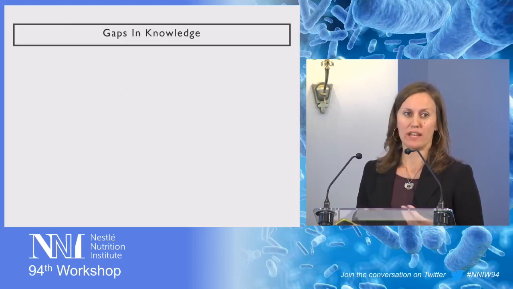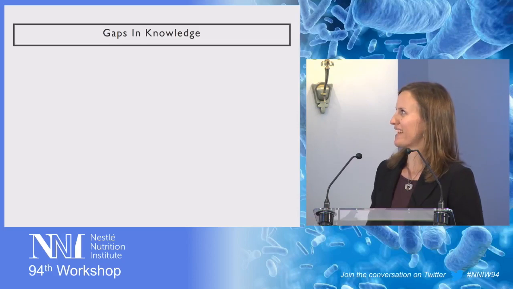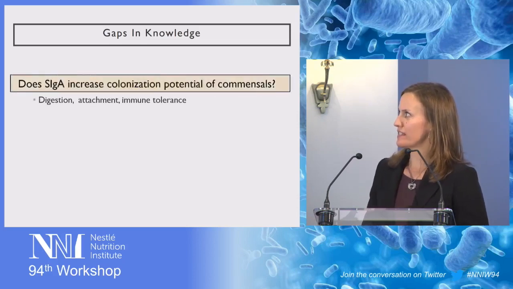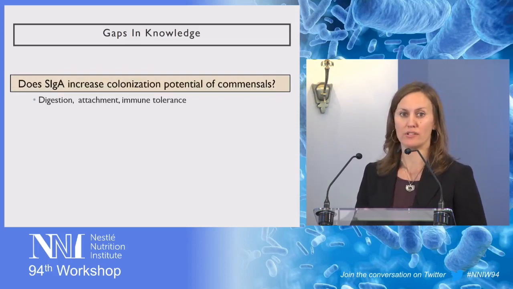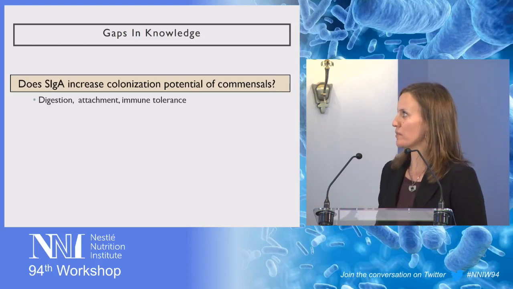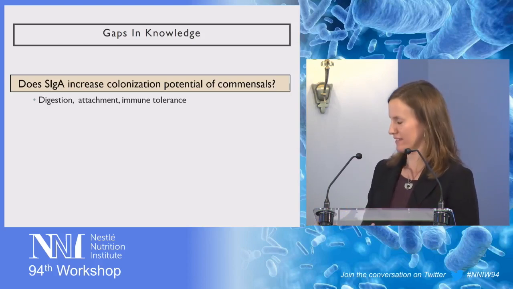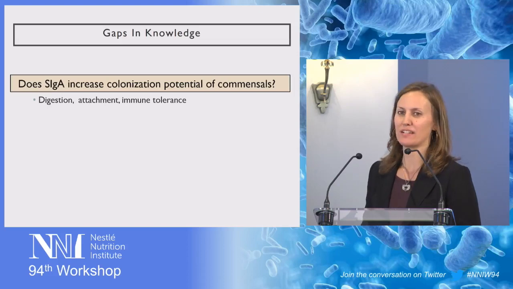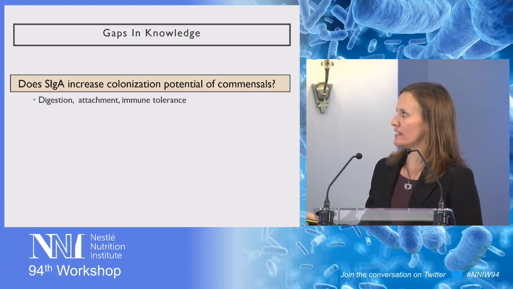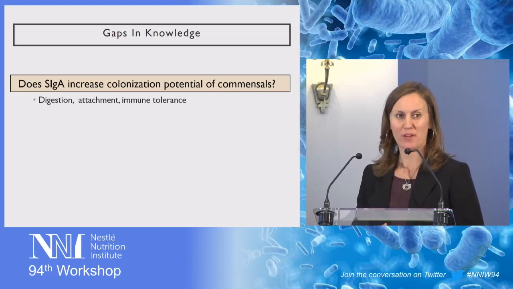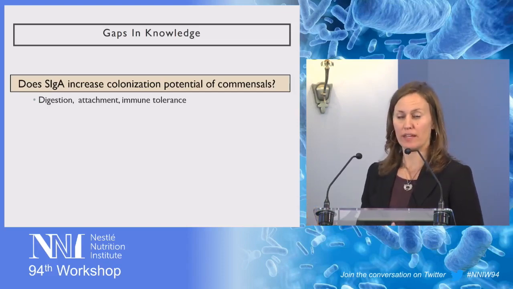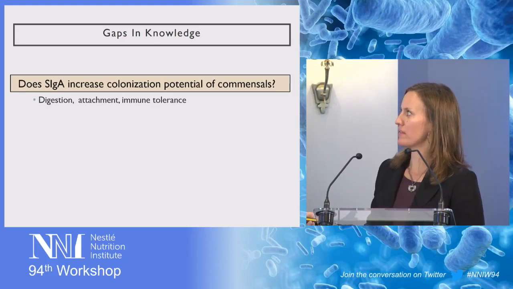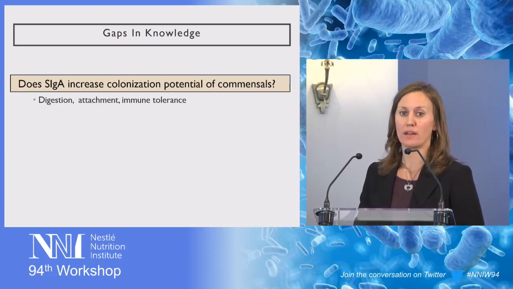So the gaps in knowledge that our research groups, both Dave Mills and Bo Lauderdale, have been looking at are, first, simply the interaction between secretory IgA, this is milk secretory IgA, so a very heterogeneous group of this glycoprotein, and select commensals, and its increase in colonization potential. So I've investigated the digestion of these immune complexes, secretory IgA commensal complexes, both in vitro and in vivo, the ability for this to improve attachment, both in vitro and in a mouse model, and then investigating immune tolerance in the host.